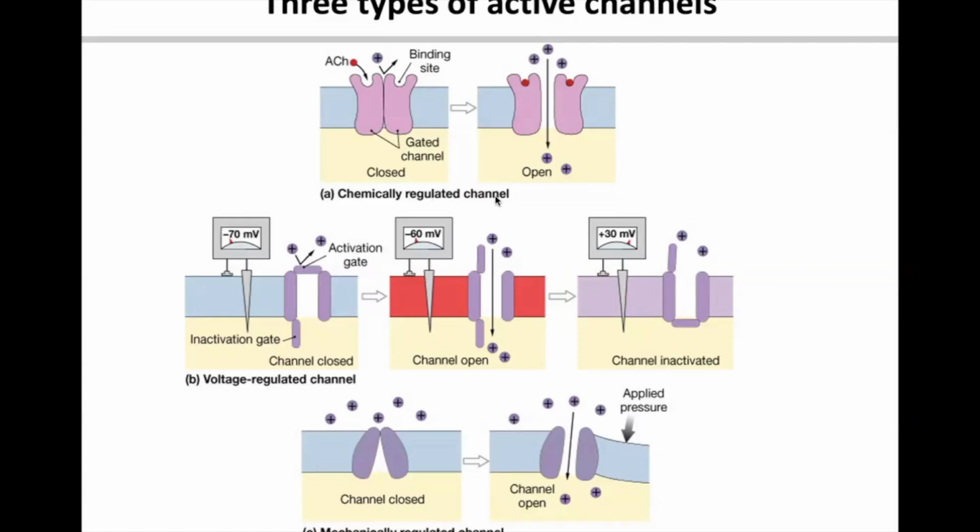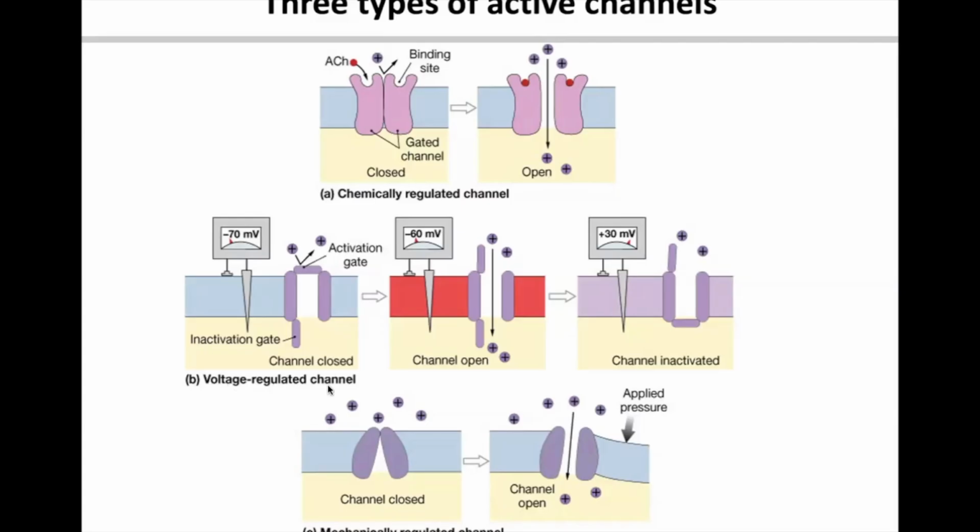The chemically regulated channels work with chemicals like neurotransmitters, which we will cover again in a separate lecture. Whenever these chemicals attach to their receptor, they open these channels. As a result, sodium and potassium channels open and the ions move, which causes the action to take place.